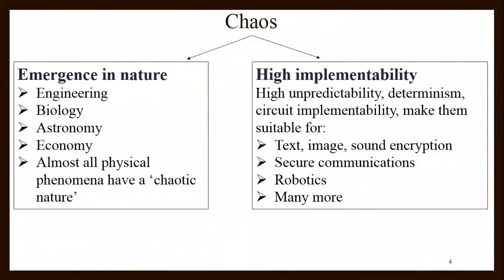So where can chaos be found? It can be found in many fields of study, including engineering, biology, astronomy, economy, and almost all physical phenomena have a chaotic nature, so to speak. Now, chaos also has many applications because of high unpredictability, determinism, and circuit implementability, making them suitable for text, image, and sound encryption, secure communications, robotics, and many more.